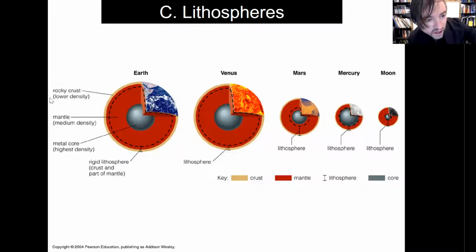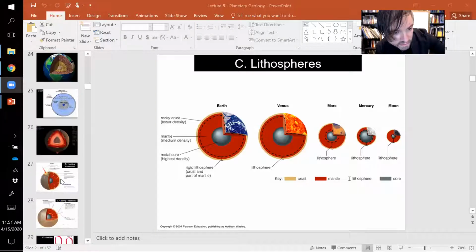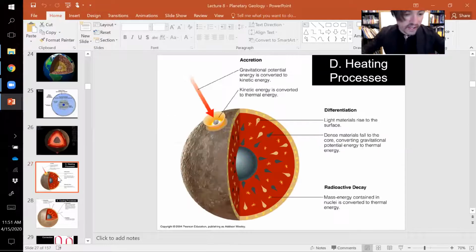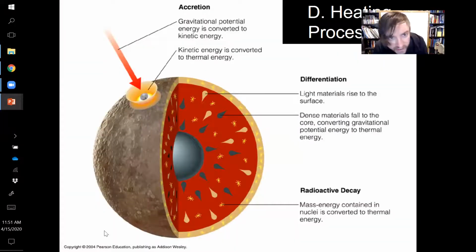Now I've got a cute little cartoon that attempts to explain where planets get their interior heat. In fact, we're going to take some notes on this. The interior heat of a planet can come from this concept called accretion. Accretion is the heat of formation, and that means planets start out hot when they form.